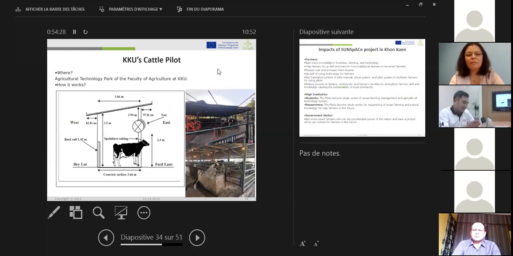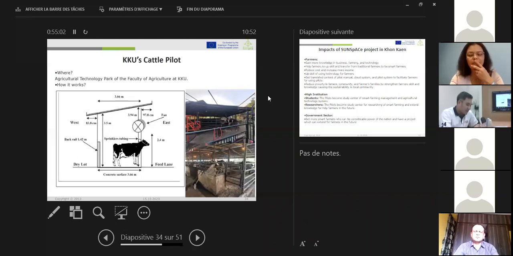Okay. The second pilot is the cattle pilot. We install the cattle barn in the Faculty of Agriculture area. We also have the MOU with them, and then we put our pilot site in the area, working with the researchers in agriculture, the Faculty of Agriculture also.